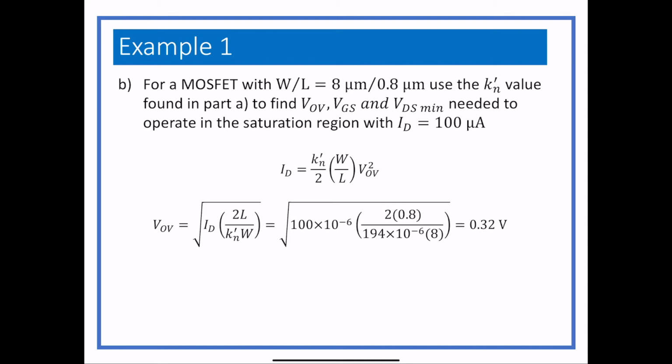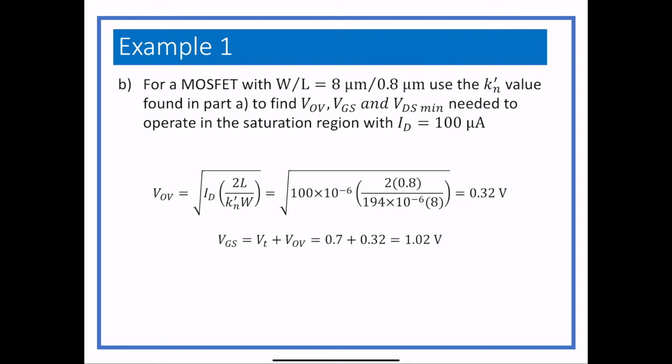All I'm going to do is move that up a little bit so it's still there. And we will find VGS. VGS is just the threshold voltage plus the overdrive voltage, so we just add the 0.7 from the first part of the problem to 0.32, and we get 1.02 volts. And VDS minimum is just going to be the overdrive voltage, so that's 0.32 volts needed to operate with ID as 100 microamps.